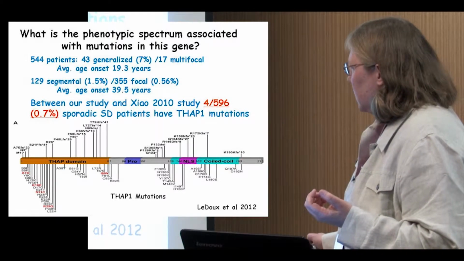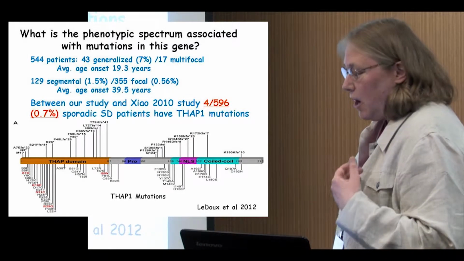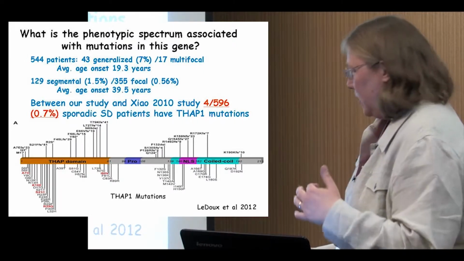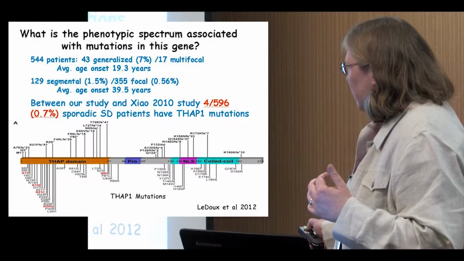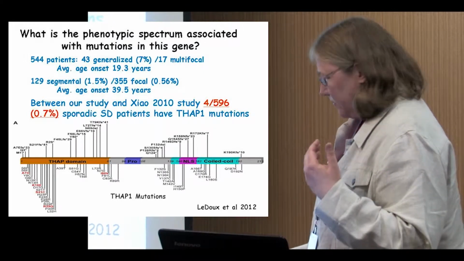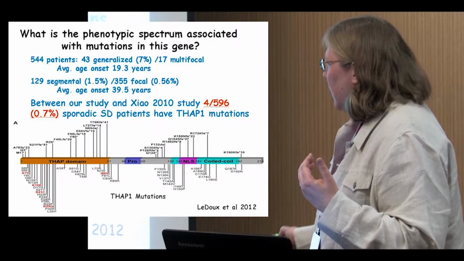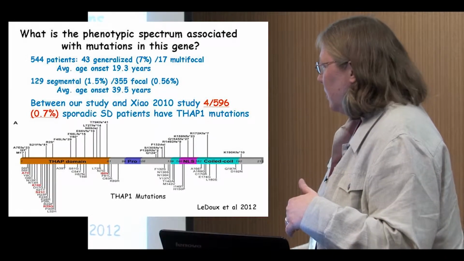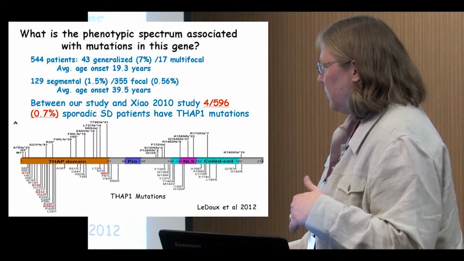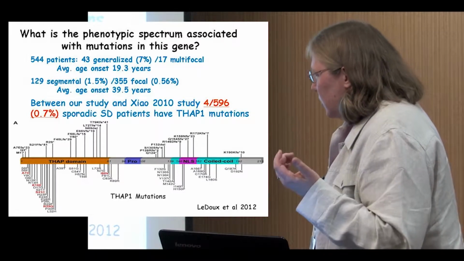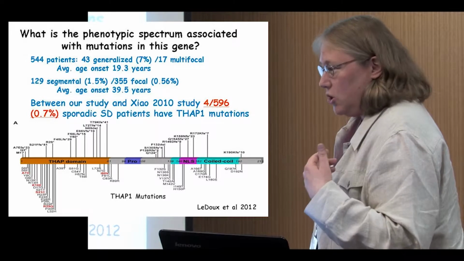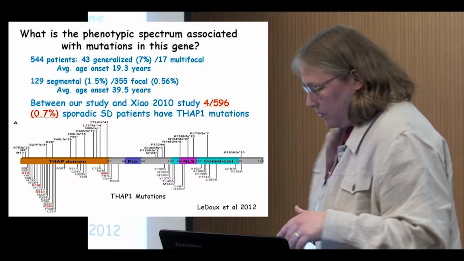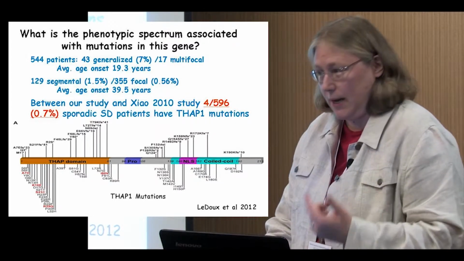There's another study done by Zhao et al. in 2010 that also had mainly focal dystonias. When we look between our study and their study, there were almost 600 people who only had sporadic spasmodic dysphonia. Of those about 600 people, only 4 of them had mutations in this gene. So that's less than 1%, about 0.7%. This clearly tells us that you can have a mutation in this gene that causes your spasmodic dysphonia, but it's a very rare event. This tells us that, in fact, spasmodic dysphonia can be genetic.